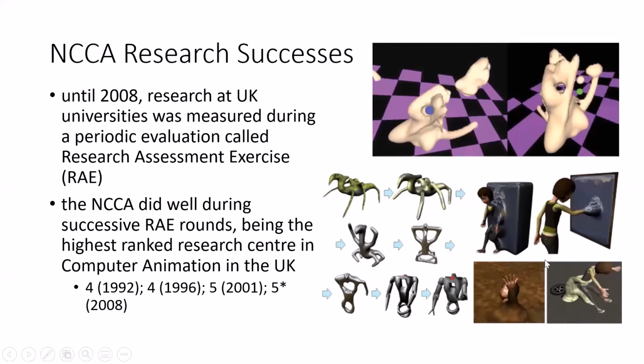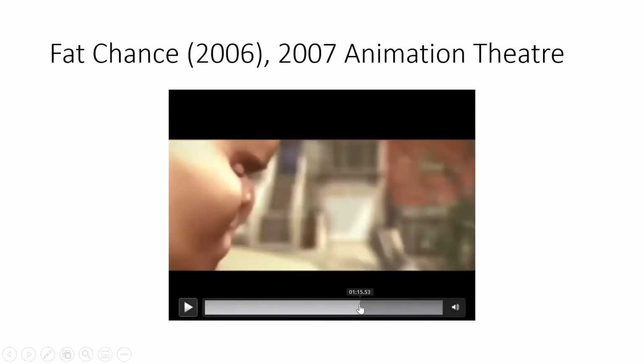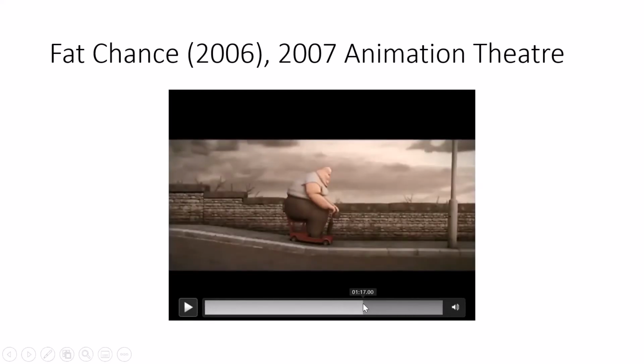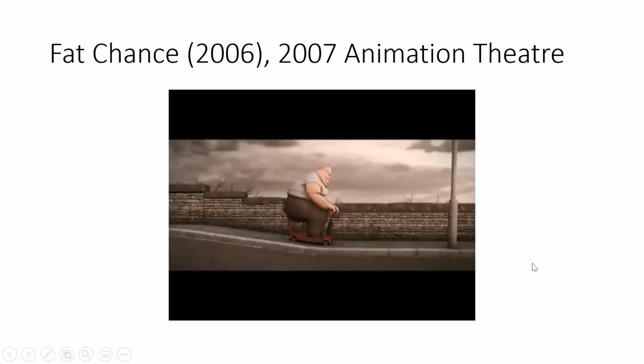So that was by Ben Jones, and it almost didn't make it into the exhibition where it's shown, because there were concerns at the council that there was too much fat shaming going on.